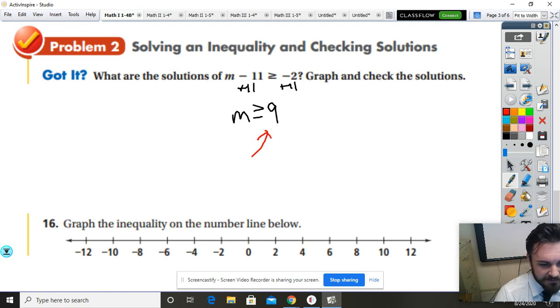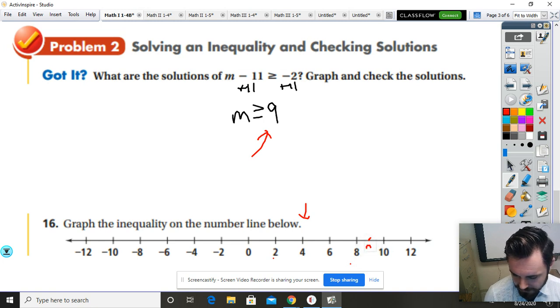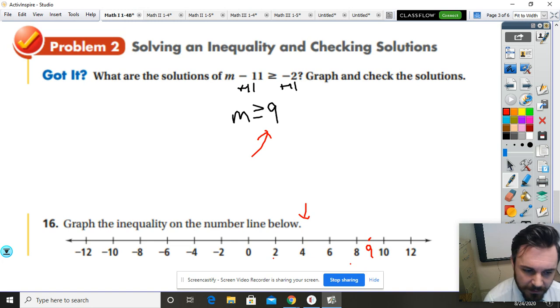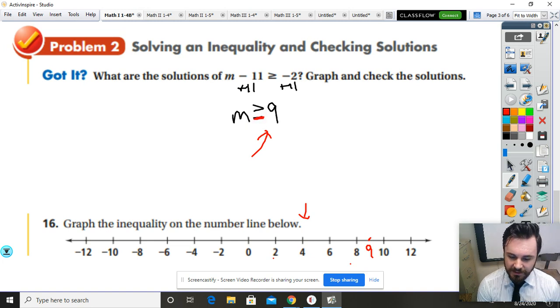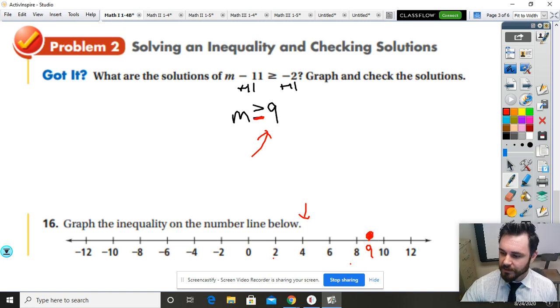Looks like I need to start at positive 9. So I've got a number line drawn up for you. If you follow that, looks like positive 9 is going to be right here. In fact, I'll put a 9 there just to indicate it. Now notice the inequality. Notice the fact that it's also equal to 9. So I'm not going to put an open circle at 9. I'm going to put a closed circle because it's equal to 9.